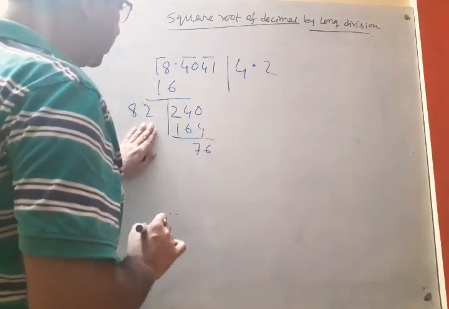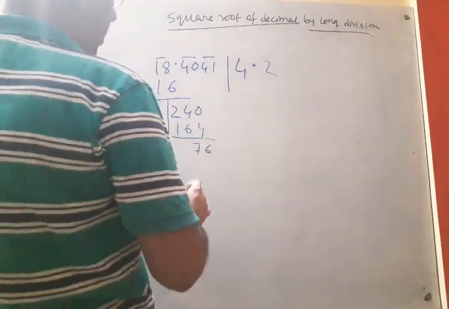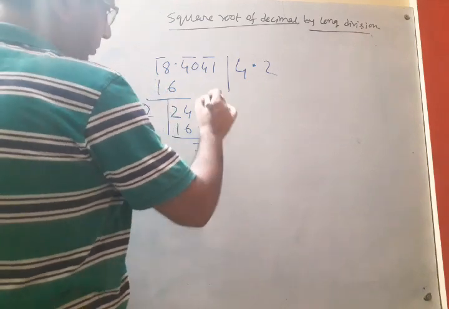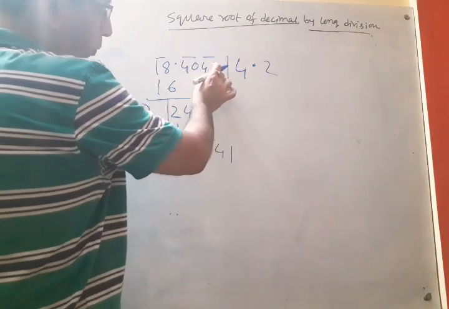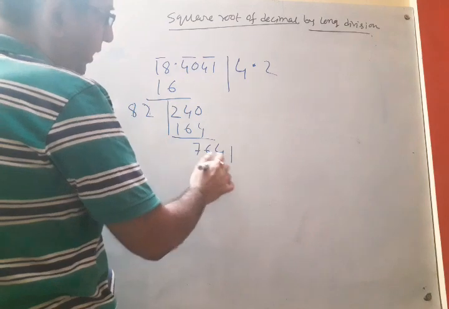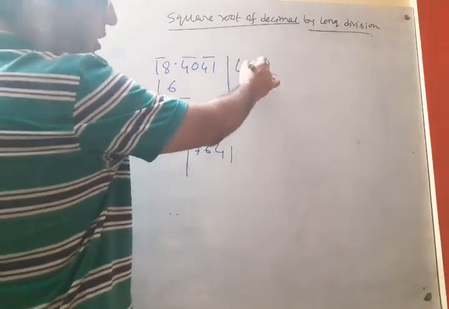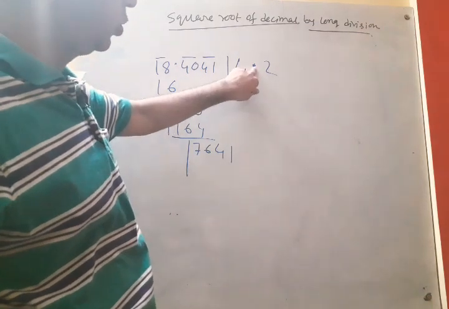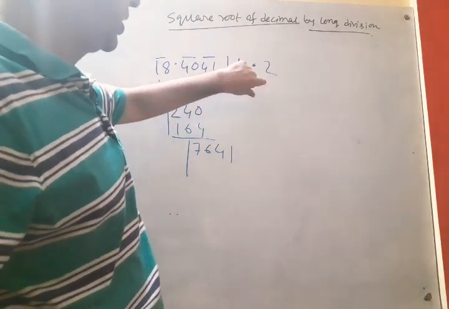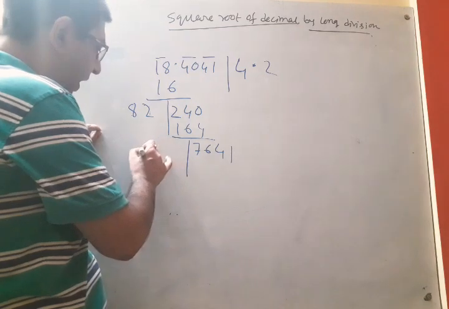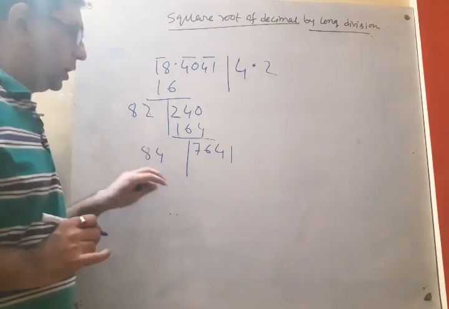That is 676. Now we'll go for this number 41. We will write 41 here. Now the double of 42. Don't consider the point here. Don't consider the decimal. So what is the double of 42? Double of 42 is 84. Okay. Now it is 1.